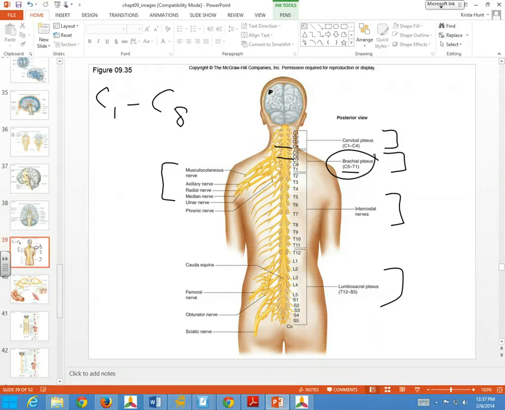Then you get down to the lumbosacral plexus. Really, they have you T12 to S1, but L1 through S1 are the most important. Those are the nerves that send signals to your legs. There are a couple of main nerves there. It's really only three that are significant: the femoral nerve, the obturator nerve, and the sciatic nerve.